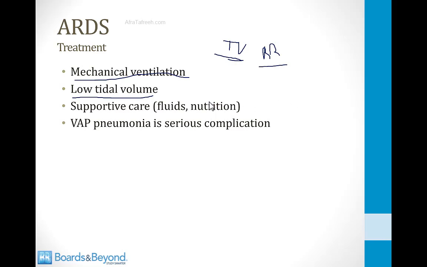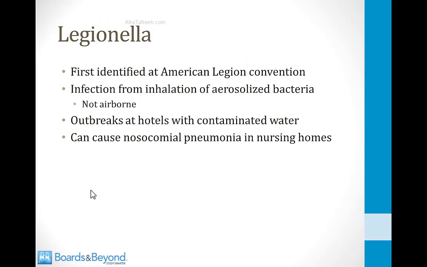The lungs and helps the patients be more likely to get over the ARDS. You also support them generally with fluids and nutrition. And a big problem in ARDS is that patients can go on to develop a ventilator-acquired pneumonia, and this is often life-threatening. So what I'm going to do for the rest of this module is talk about some specific pneumonia bugs that have unique features you need to be aware of.